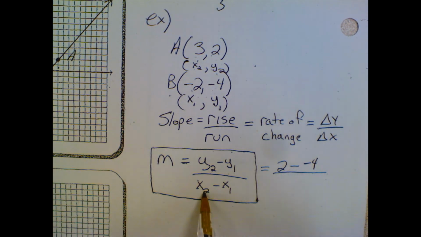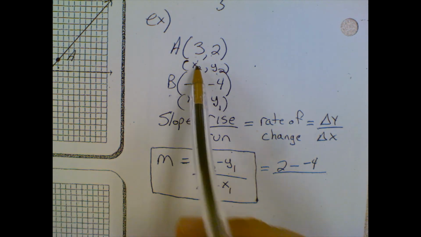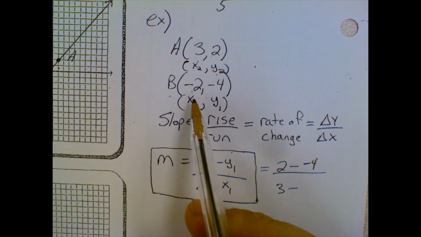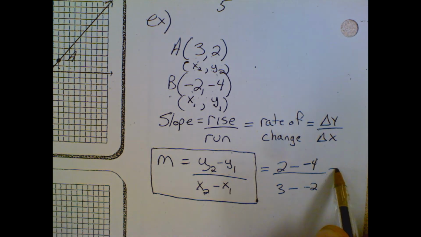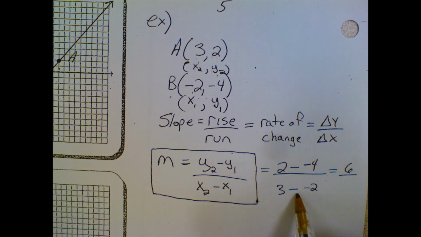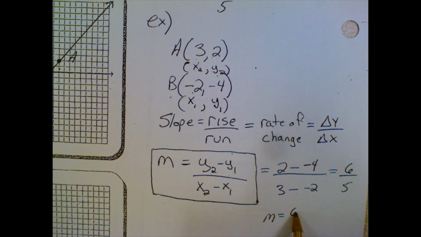All right, and on the bottom, x2 is 3 minus x1, which is negative 2. And we all know that a double negative changes to addition, so we get 6. 3 minus the negative 2 is 5. And lo and behold, our slope is 6/5.